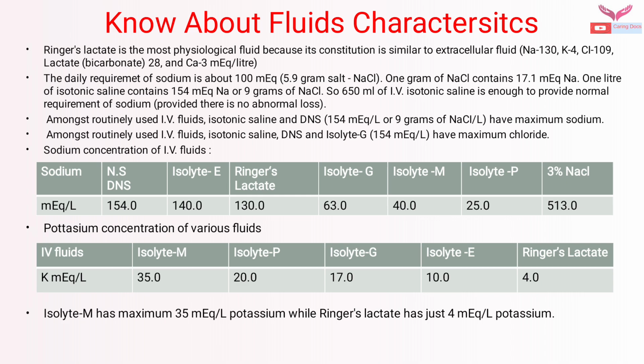Potassium concentration of the various fluids: in ringer lactate it is 4, and in isolyte M it is 35. So isolyte M has the maximum potassium, that is 35 milliequivalent per liter, while ringer lactate has just 4 milliequivalent per liter of potassium.